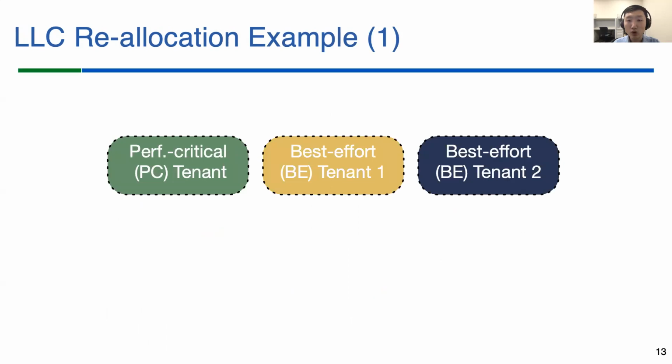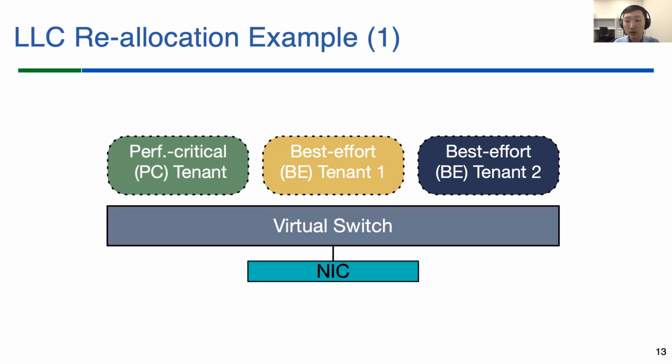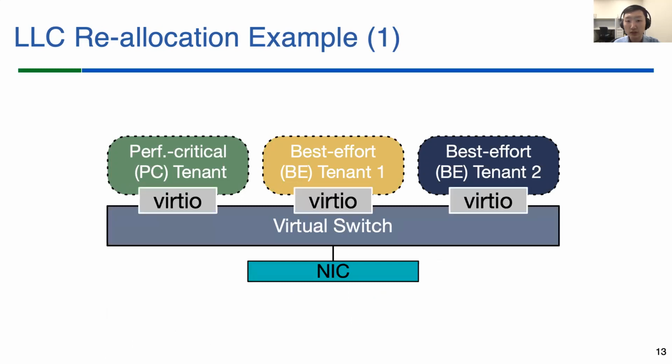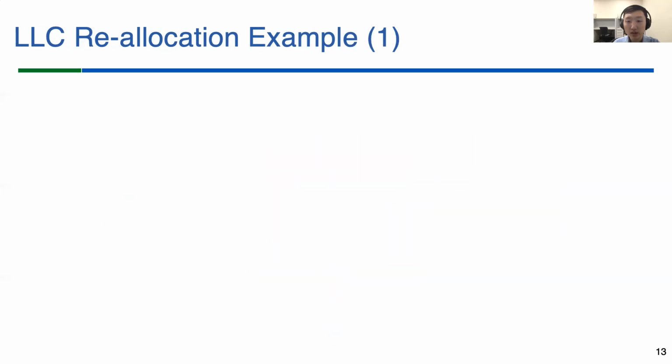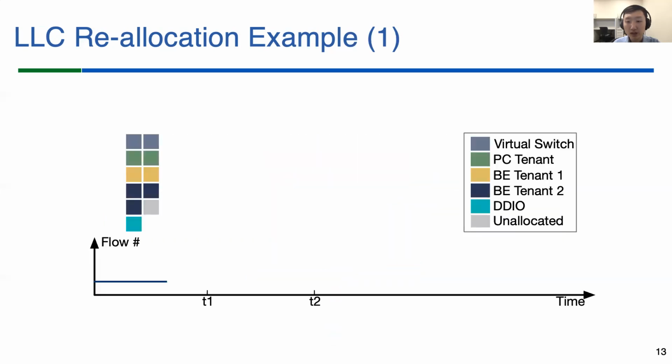In the first example, we have 1 performance critical tenant and 2 best effort tenants. They are connected to a software virtual switch via virtual I/O, and the virtual switch directly communicates with the physical NIC. Traffic from another traffic generator machine comes from the NIC to the virtual switch and is dispatched to the tenants. In the beginning, we have the following LLC allocation, and the flow count in the traffic is small.